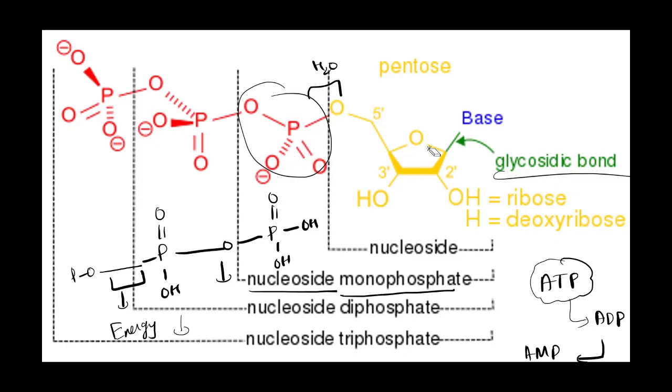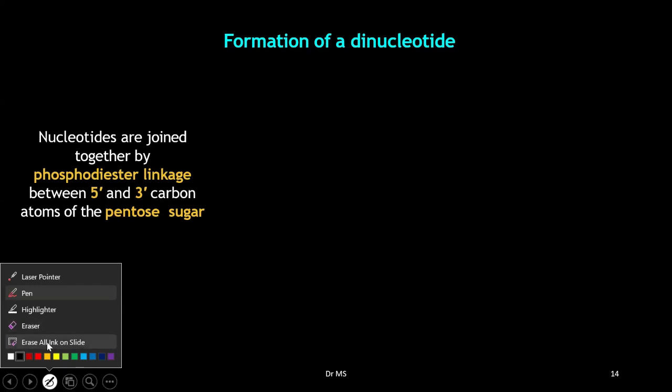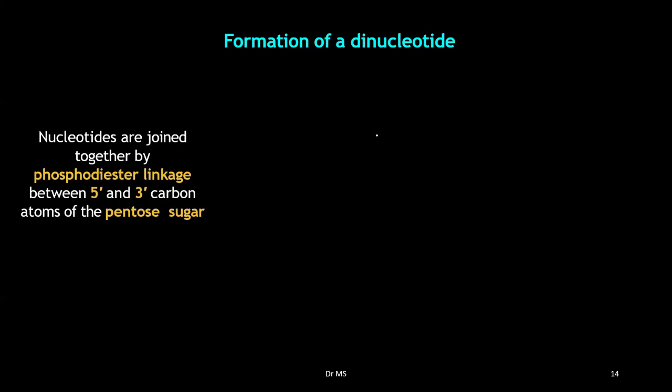So how has the structure formed here? How is the phosphate group attached to the fifth carbon, and how is one phosphate group attached to another phosphate? How do two nucleotides join together? First, suppose there's a pentose sugar, which has the OH. It could be H or OH, depending on whether it's DNA or RNA, whether it's ribose sugar or deoxyribose sugar. And there's a base attached here. And there is a fifth carbon. This fifth carbon will attach to the phosphate group.